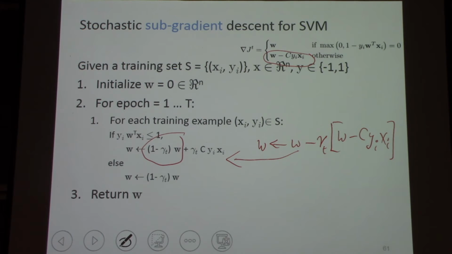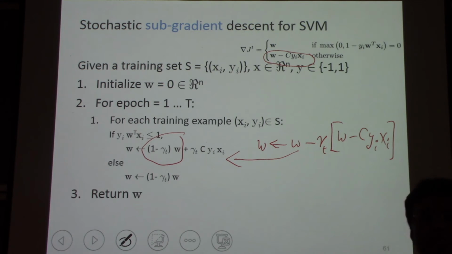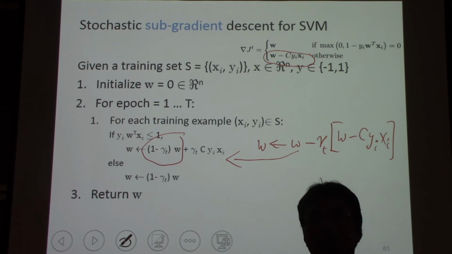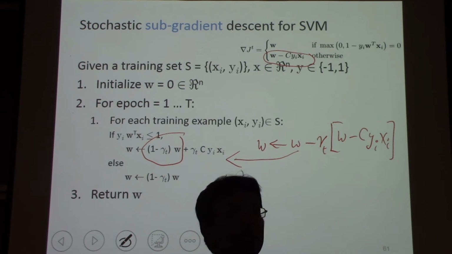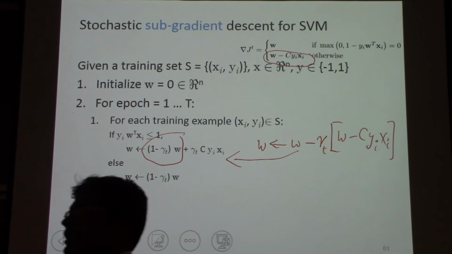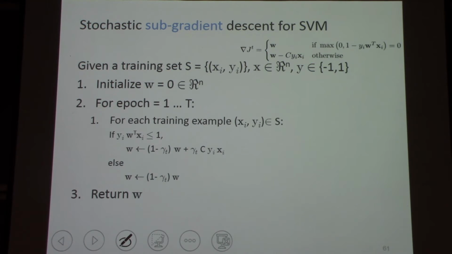Remember from perceptron long back, when we make a mistake, we added yx to the weight, and what happened was this would slightly increase or decrease, move the score of that example in the right direction. So this basically completes, almost completes, the stochastic gradient descent for SVM.